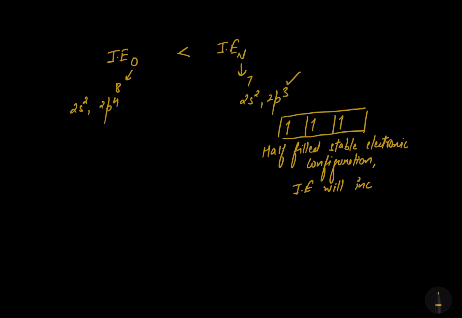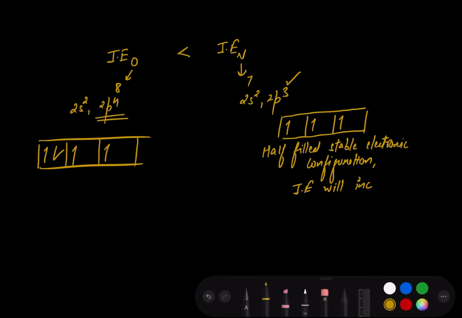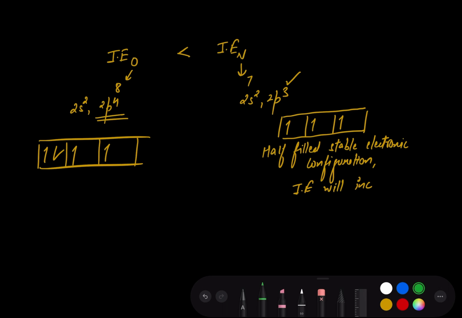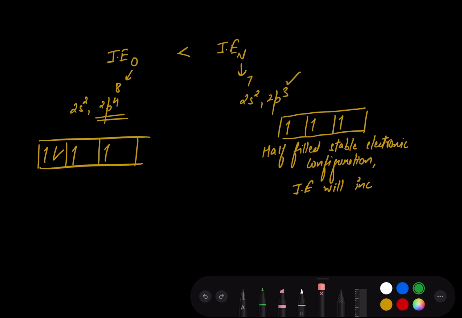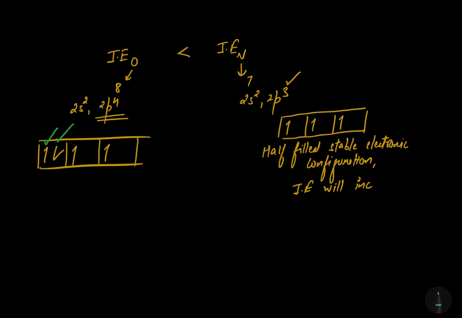But in case of oxygen, what's the problem with oxygen? Let's talk about oxygen. It's 2p4. We have the 3 degenerate orbitals of the 2p, 2px, 2py and 2pz. We have to fill 4 electrons. So according to Hund's rule, the first electron, the second electron, the third electron and the fourth electron. In case of oxygen, 2 electrons are in the same orbital, so there will be inter-electronic repulsive forces, which were absent in nitrogen.